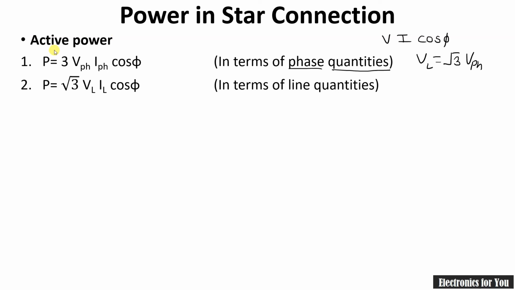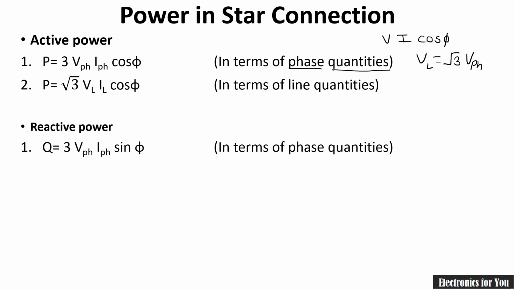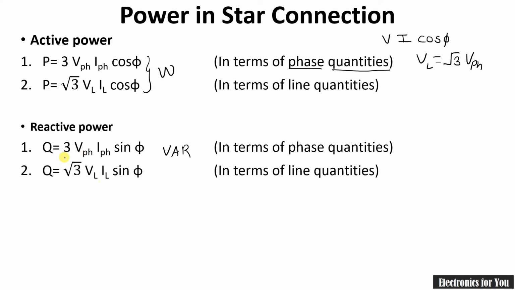Now let us find the reactive part of power, that is imaginary power, and its formula, which is indicated by Q. Here the unit for active power is watt, whereas in case of reactive power its unit is VAR. In this case reactive power can be given by 3 times VPH IPH sin phi. Note that cos phi is just replaced by sin phi here, and this is our reactive power.